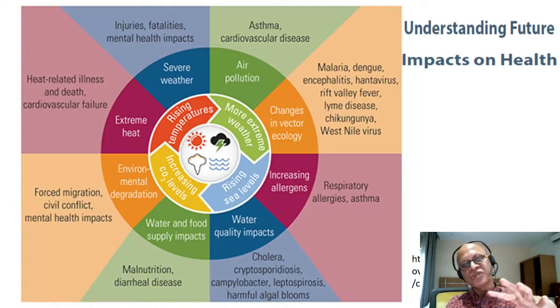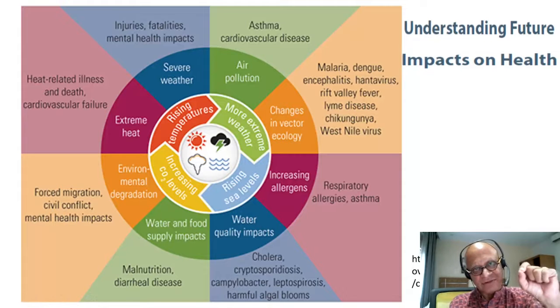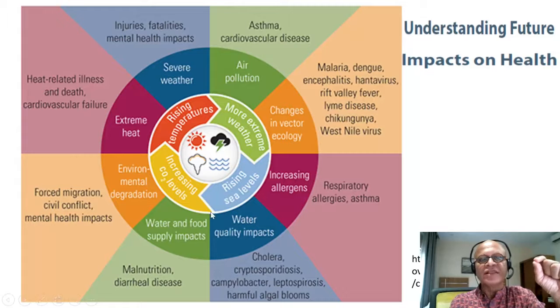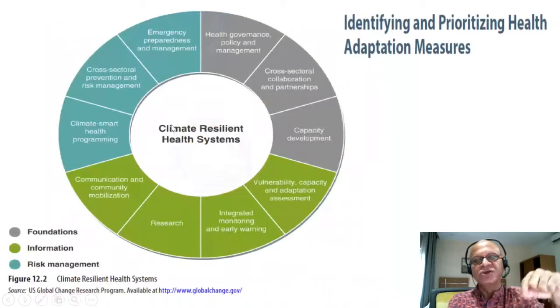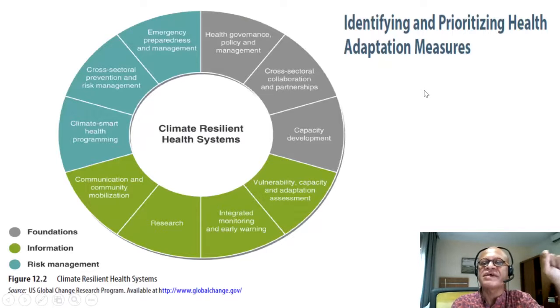But we have to come back again to vulnerability, risk, and at scale, and at subpopulation level. So while this kind of map helps, we need to then go back to scale. Identifying and prioritizing health adaptation measures then comes down to building a climate resilient health system with foundations, information, and risk management. Those are again broad statements, but still important to look at various things under foundations. You have health governance, policy and management, cross-sectoral collaborations and partnerships, capacity development. Under information, you have vulnerability, capacity and adaptation assessment, which is what we are talking about.